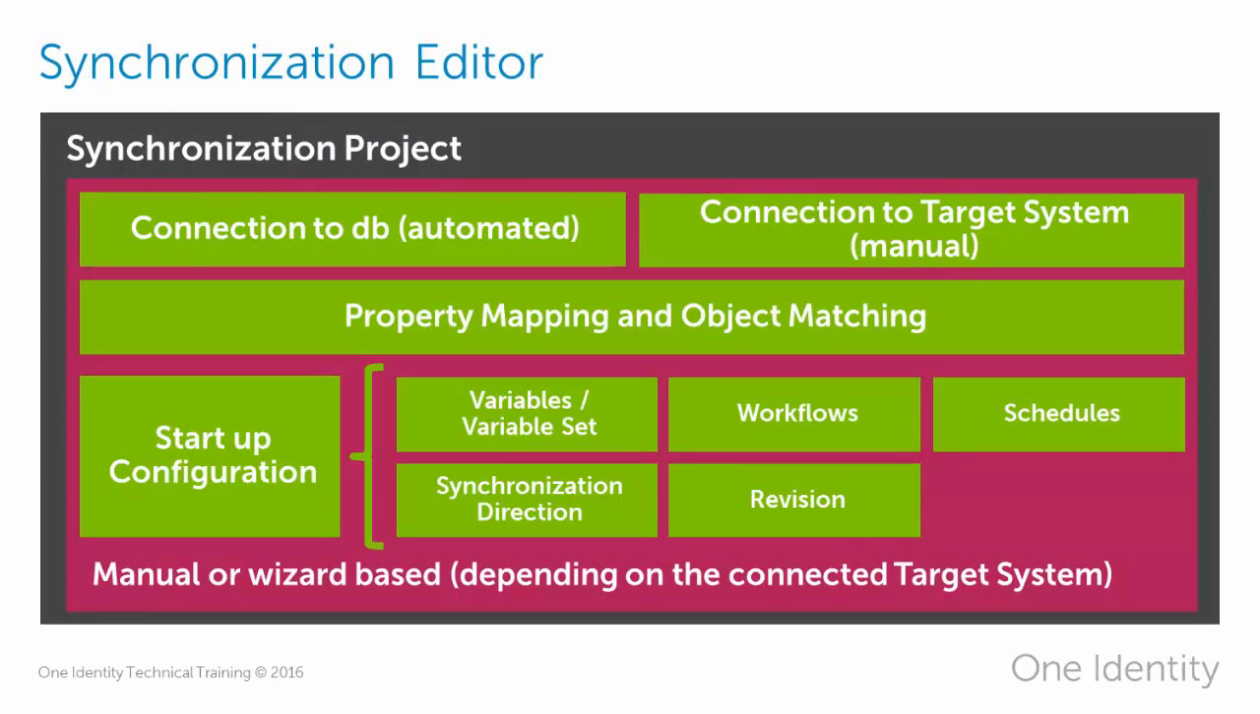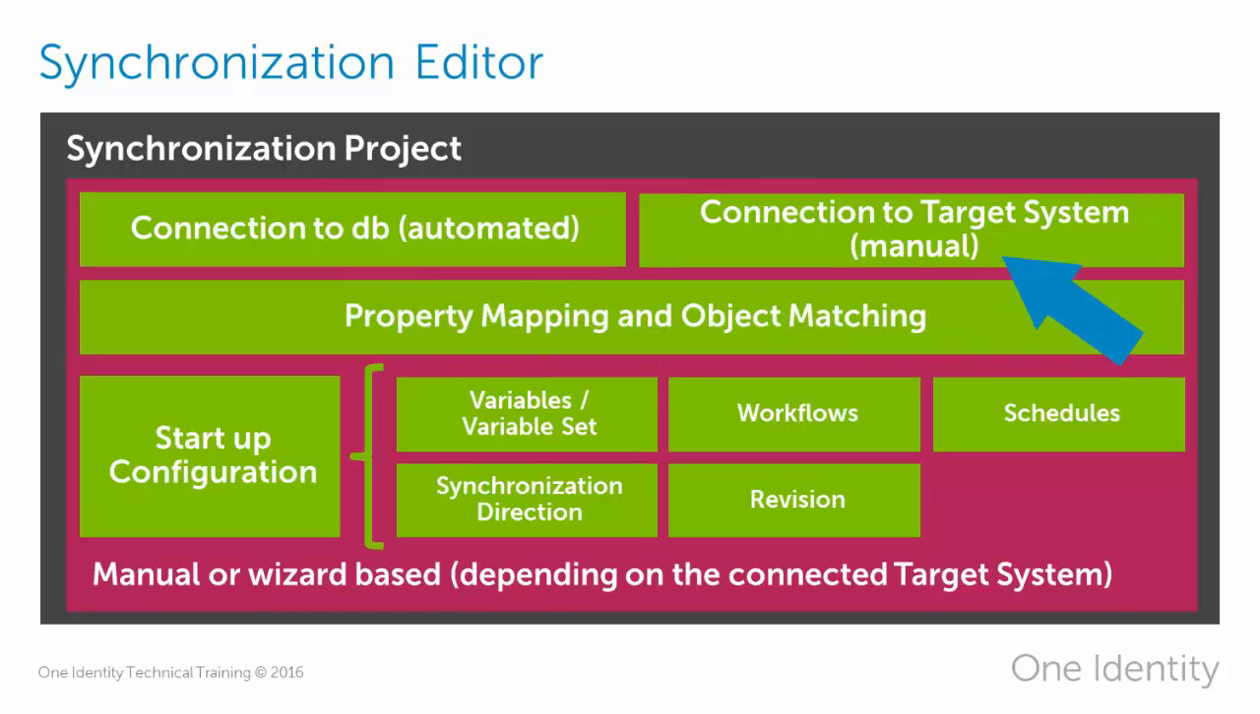Okay. The Identity Manager version 7 Synchronization Editor is a tool to manage synchronization projects. A synchronization project is stored as every other data in the One Identity Manager database. The synchronization project itself is built out of a lot of different parts. One of them is the connection to the database. Here is defined which One Identity Manager database is the target for any synchronization process. The connection to the database is something that is automatically set, so you typically do not have to correct this connection information.